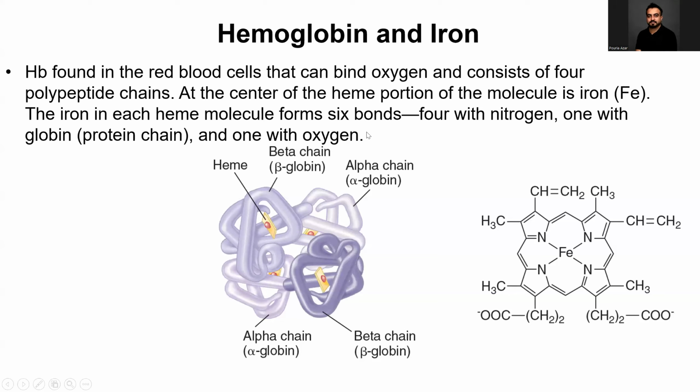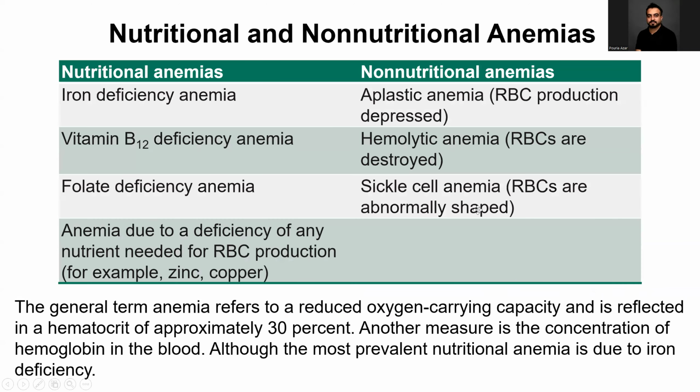So hemoglobin is found in the red blood cells and can bind oxygen, and it consists of four polypeptide chains. Polypeptide means proteins. At the center of the heme portion of the molecule is iron. Iron in each heme molecule forms six bonds, four with nitrogen, one with globin, which is a protein chain, and one with oxygen. And that way we carry oxygen and carbon dioxide in the bloodstream.